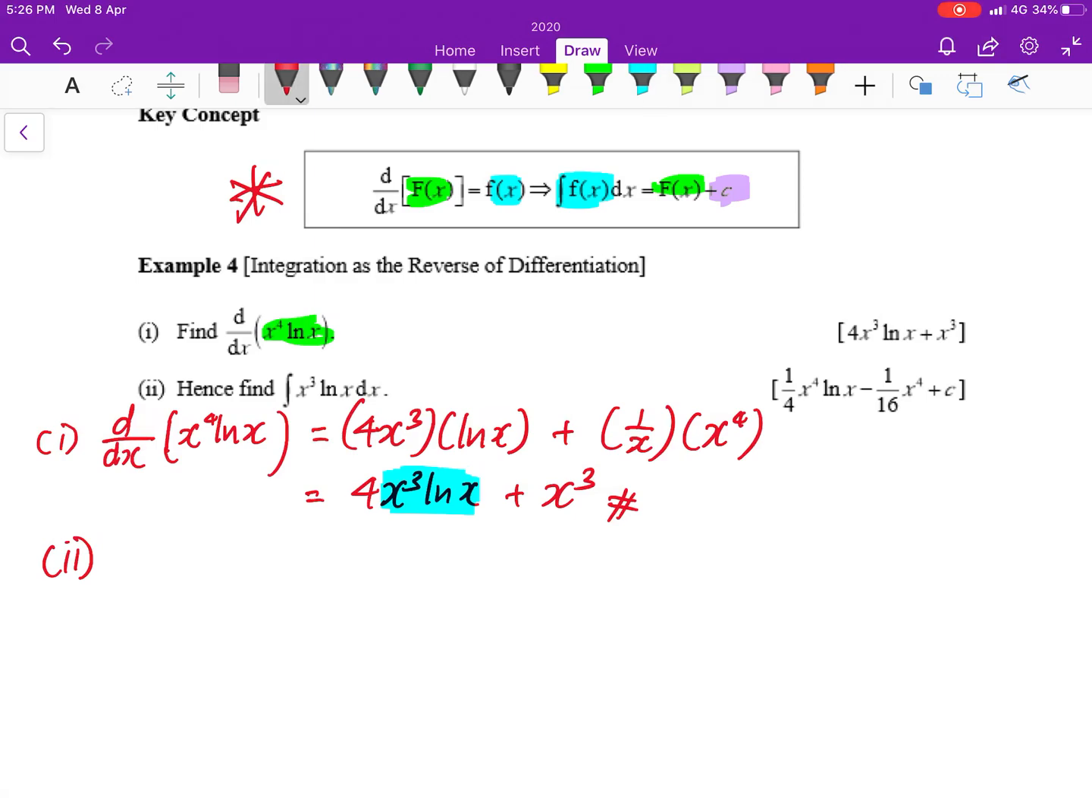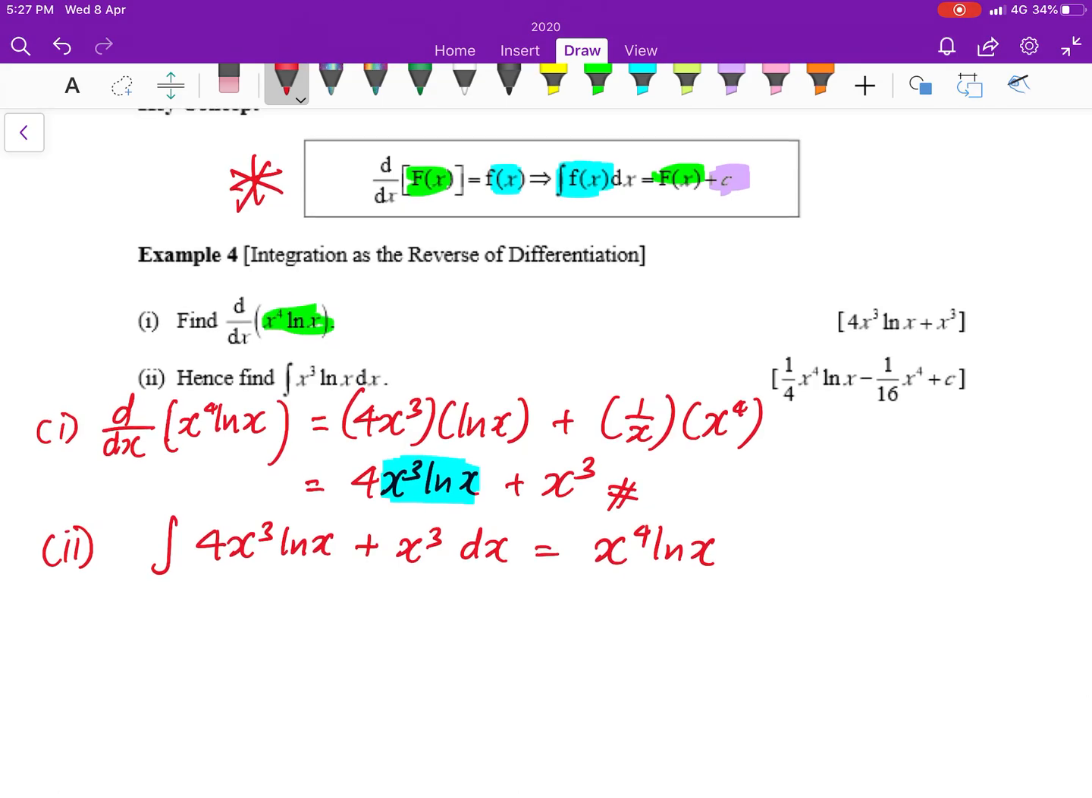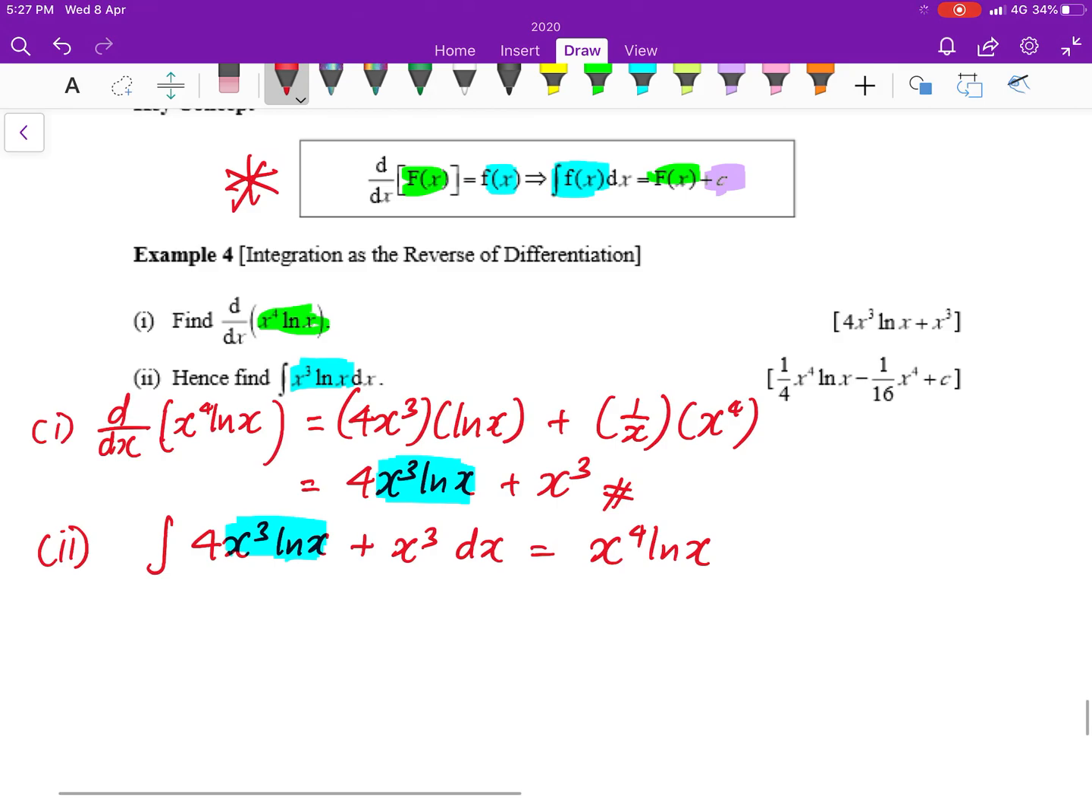There's a 4 there. So first thing I must remember is that if I do the reverse, if I integrate the whole thing, I should get back x power 4 ln x. Am I right? Because of the formula I apply above. Then I must stay focused on what I want. I want this. I want to integrate this. The rest, I will shift to the right hand side.